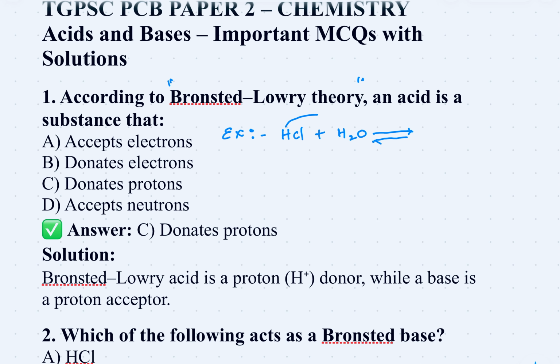Here, HCl can donate one proton, that is H plus, to water. Then what happened? It became Cl minus and H2O became H3O plus. Here some changes occur. What are the changes? I will show you.